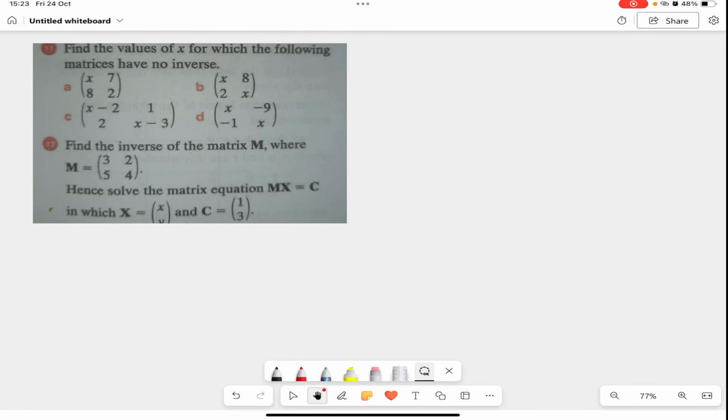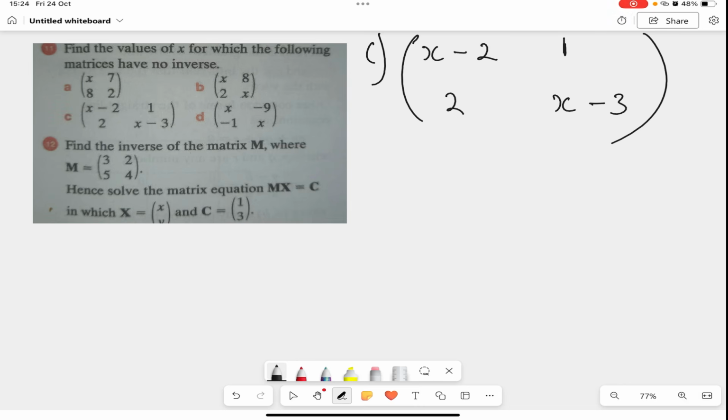Question C. x minus 2, 1, 2, x minus 3. This is also very simple. To apply same approach, no changes to approach. We have x minus 2 times x minus 3. Yes. So minus 2 times 1 is minus 2. So we have minus 2 equals 0.